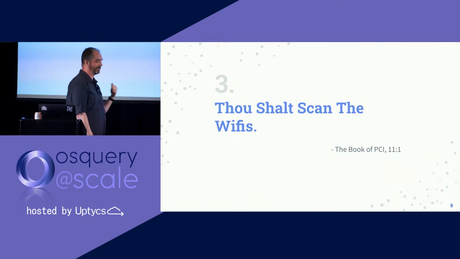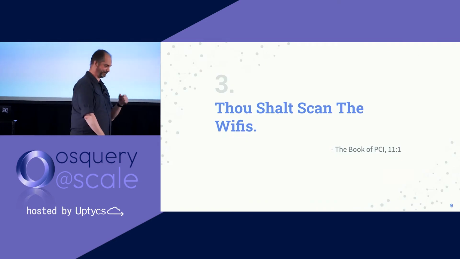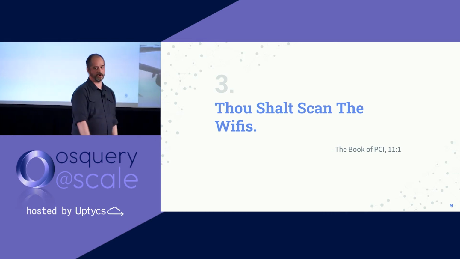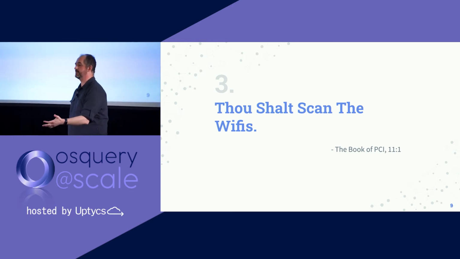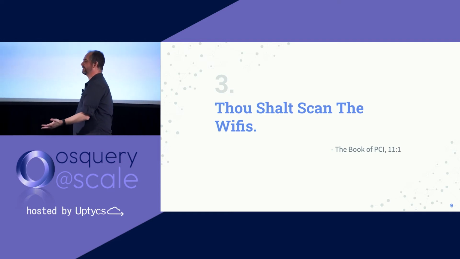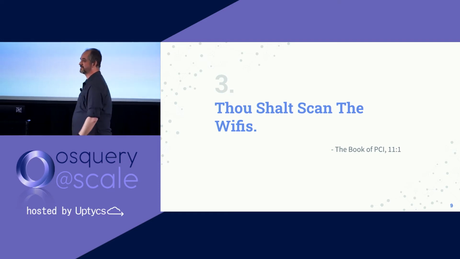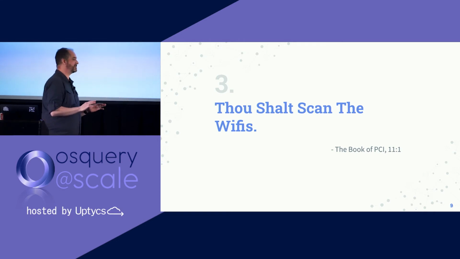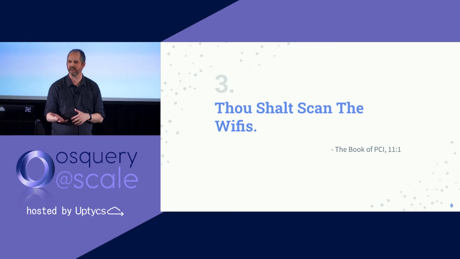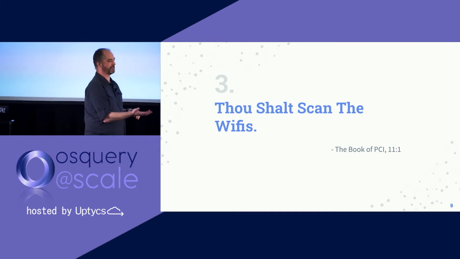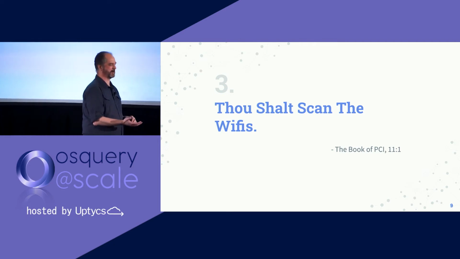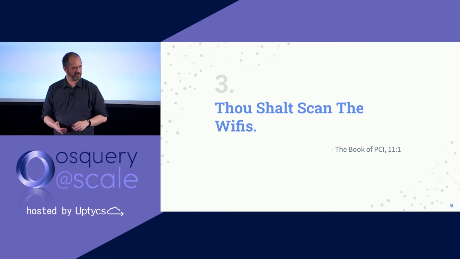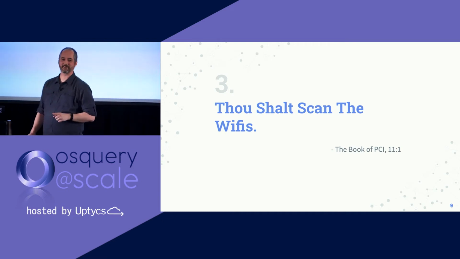Compliance idea number two. Thou shalt scan the Wi-Fis. If you've read from the book of PCI, chapter 11, verse 1, it will say that you have to scan your Wi-Fi networks every quarter to determine if there's anything that's not supposed to be there. And that usually means that your networking people are going to be running around with a laptop, looking rather frantic, trying to determine if something is supposed to be there or not. And that's great and all, but did you know you can do that with Osquery? You don't need networking guys.